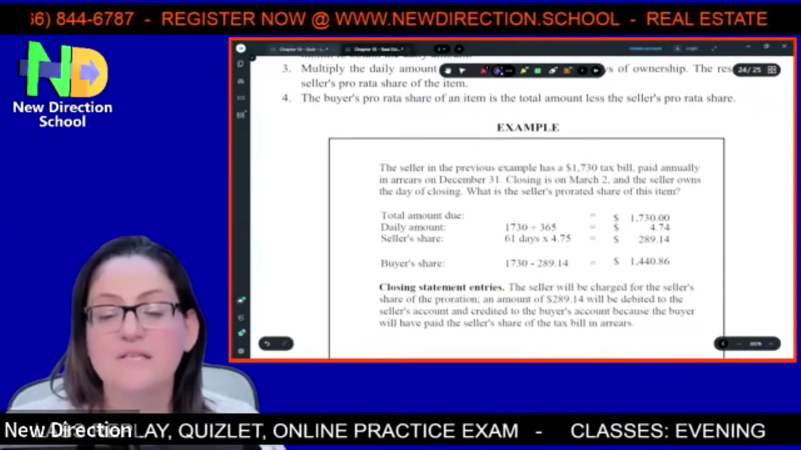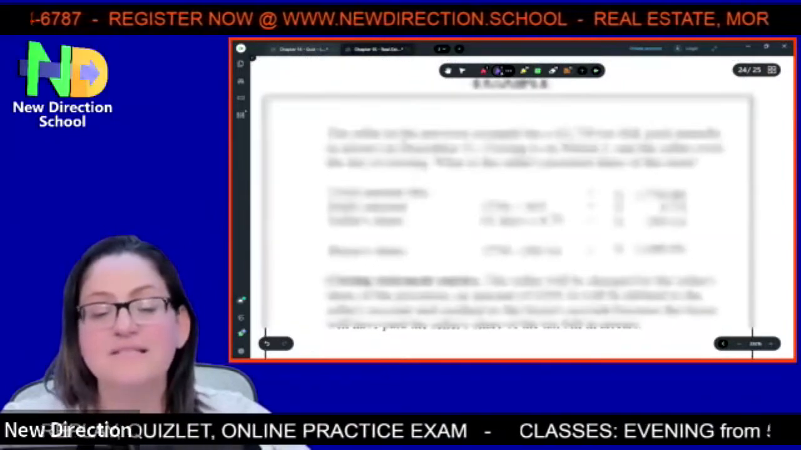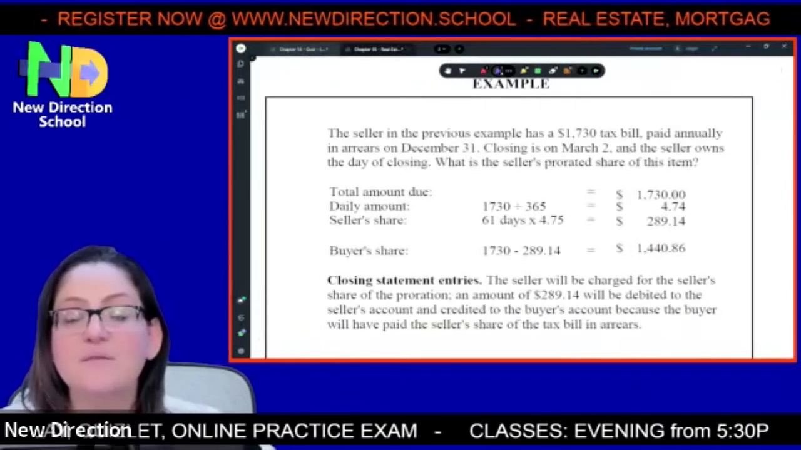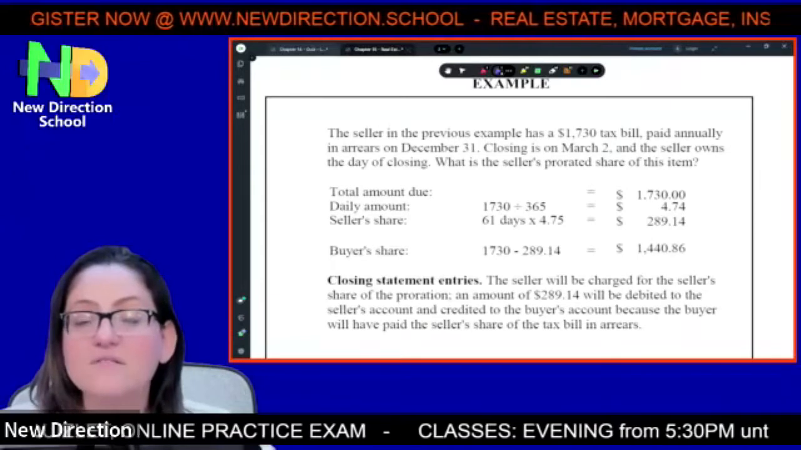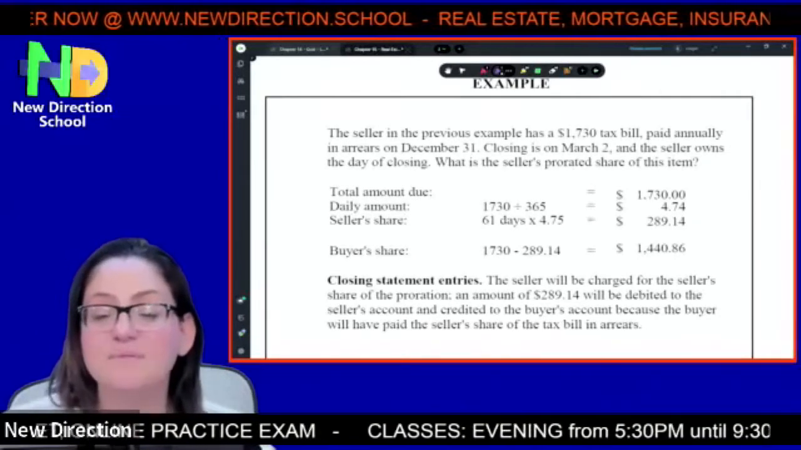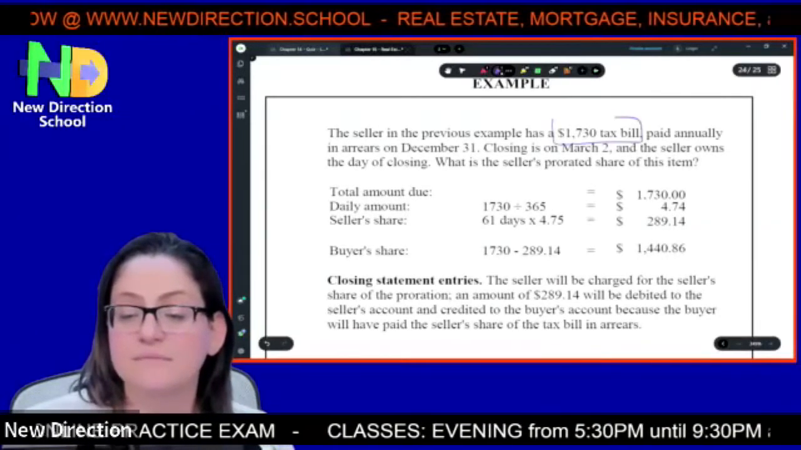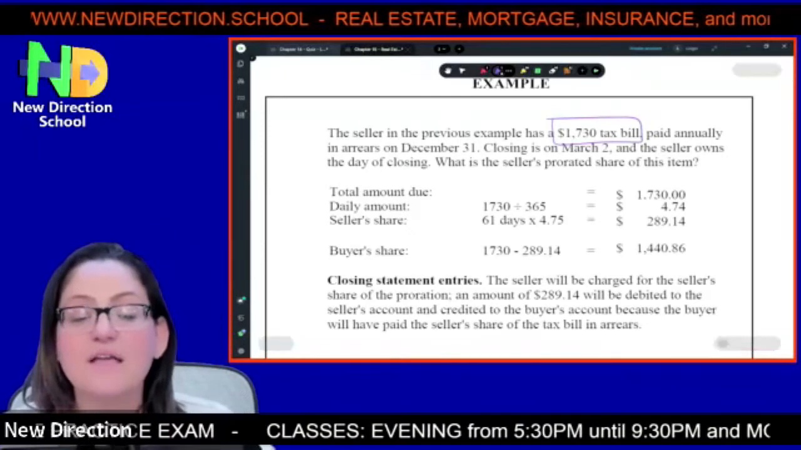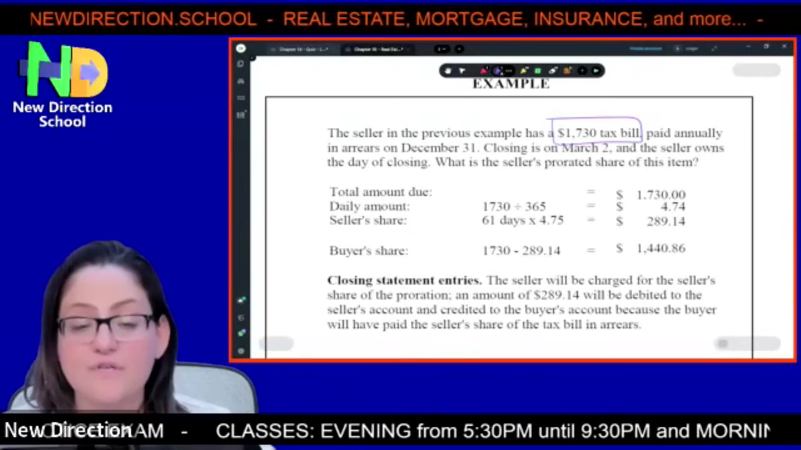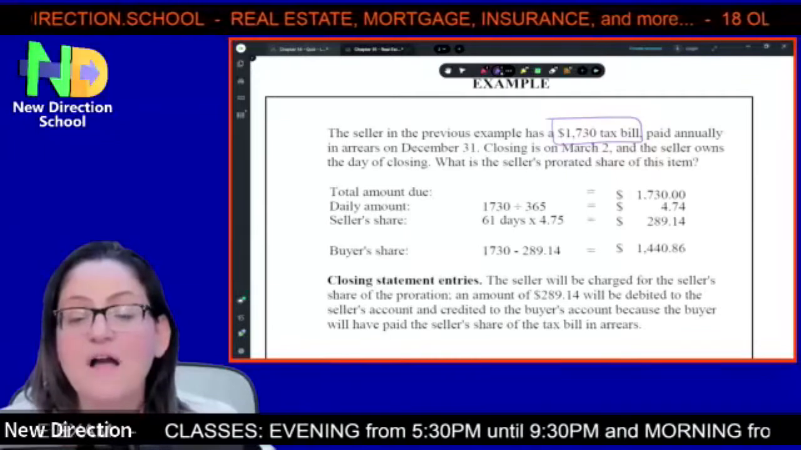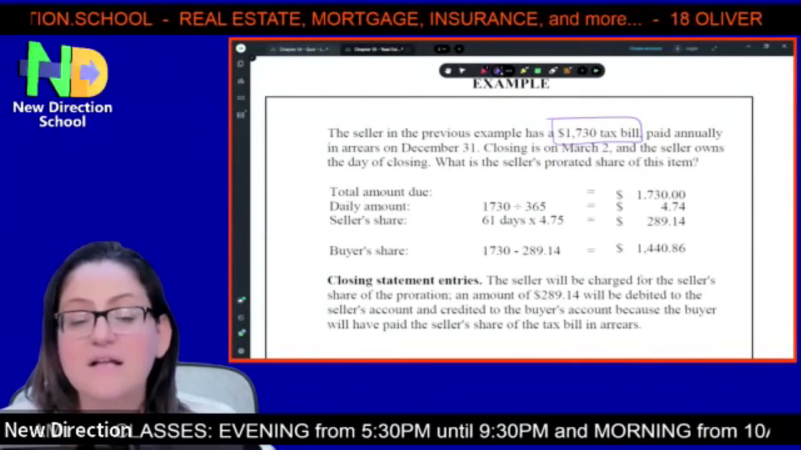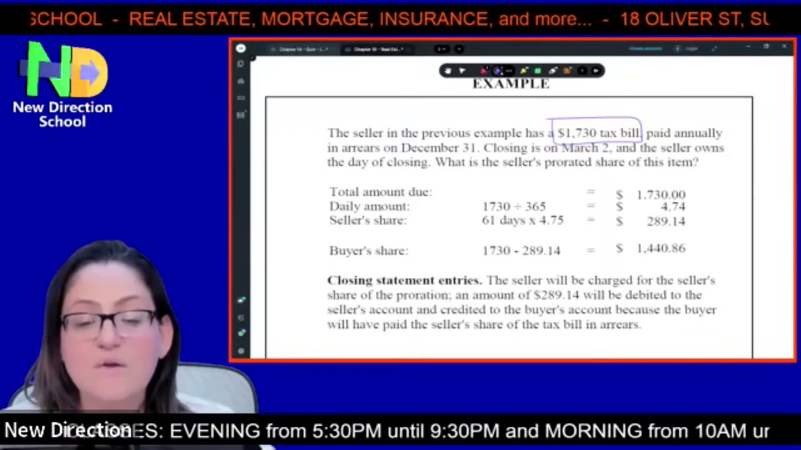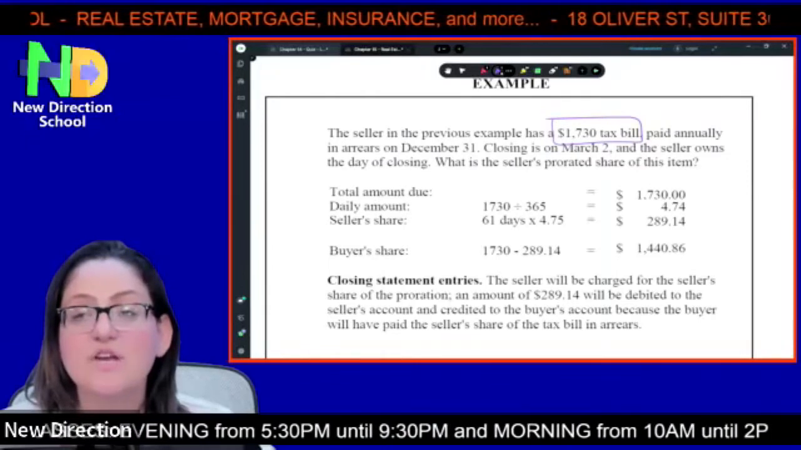Okay, so now we're going to take a look at this. Okay, so it says the previous example has a $1,730 tax bill paid annually in arrears on December 31st. Closing on March 2nd, and the seller owns the day of closing. What is the seller's prorated share of an item?